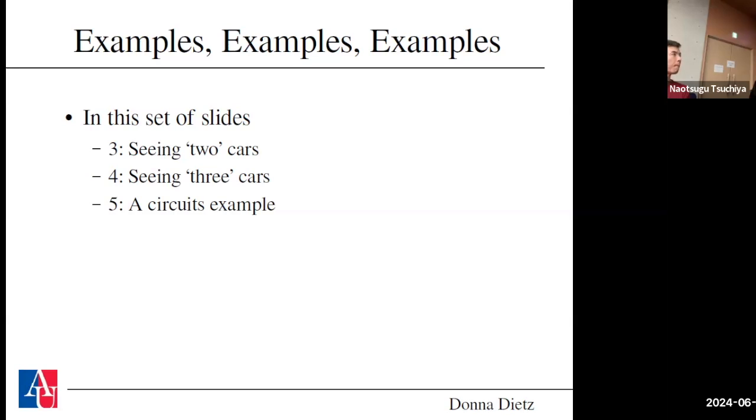In this set of slides, examples 3 and 4 are very closely related, but they're numbered 3 and 4. It's code 3 and 4, so we keep the numbers consistent. And then a new kind of example.